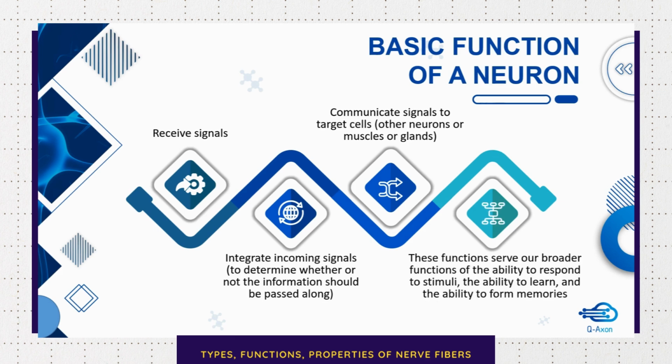So by performing all these functions, it serves our broader level of function. The highest ability of the human being is our ability to learn and to remember. So these information processing and learning abilities are served by the neuron.